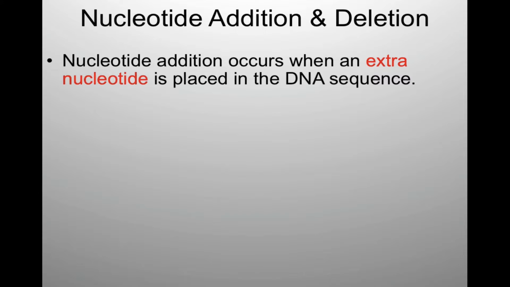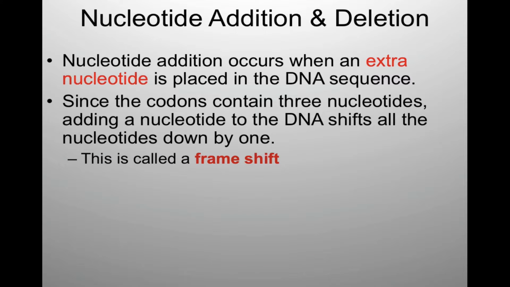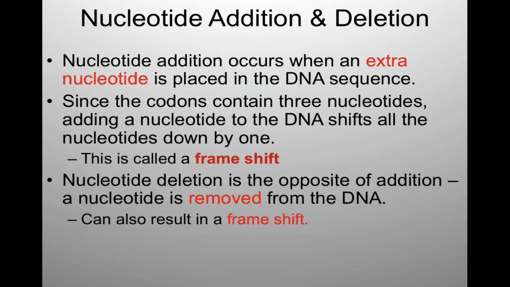All right, let's take a look at nucleotide additions and deletions. A nucleotide addition occurs when an extra nucleotide is placed in the DNA sequence. Since the codons contain 3 nucleotides and they're read that way, adding a nucleotide to the DNA shifts all the nucleotides down by 1. This is called a frame shift. And the same thing is going to happen if we remove DNA.